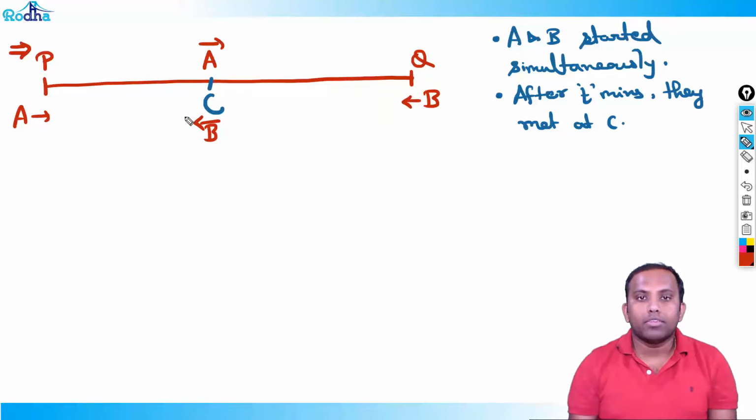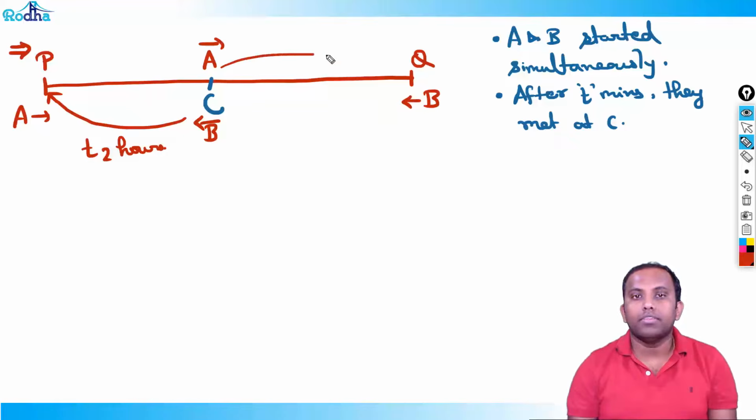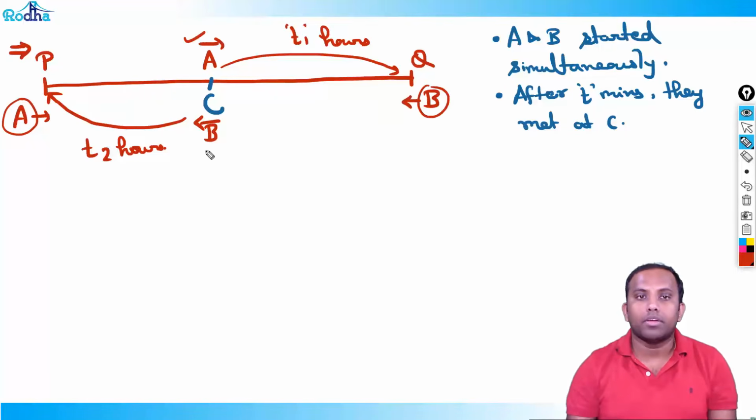Now suppose that B covers this distance, so B has to reach point P. B covers this distance in T2 hours, and A covers this distance in T1 hours. Understand this point very carefully. So after meeting at point C, A takes T1 hours to reach Q and B takes T2 hours to reach P. Fine.